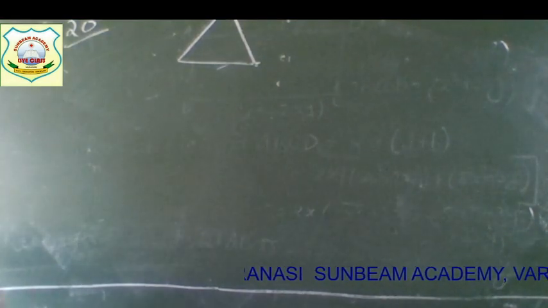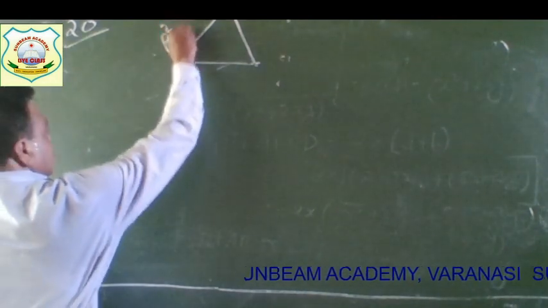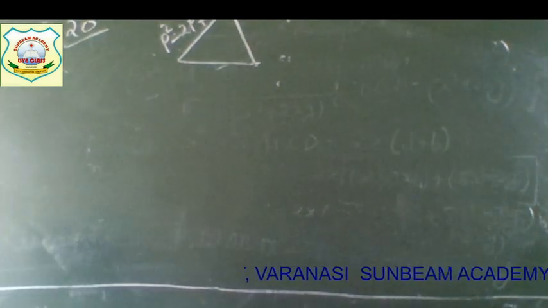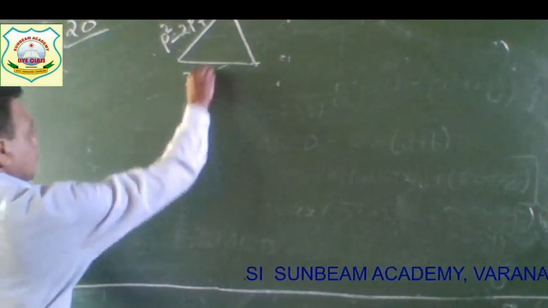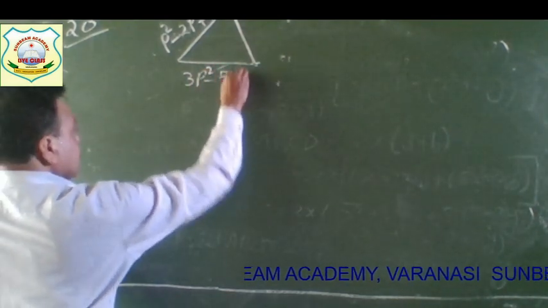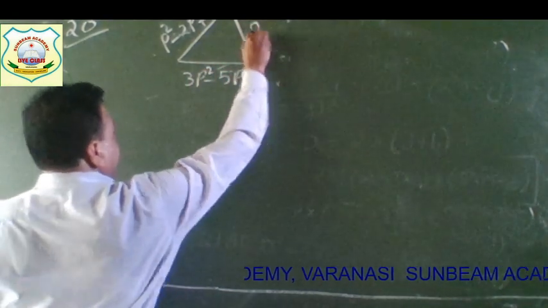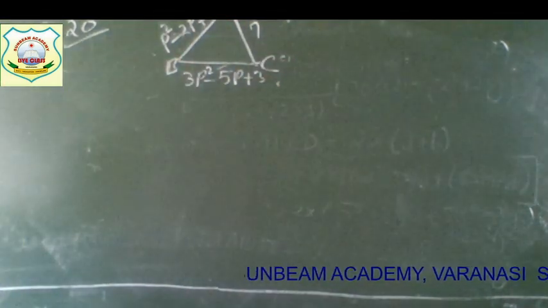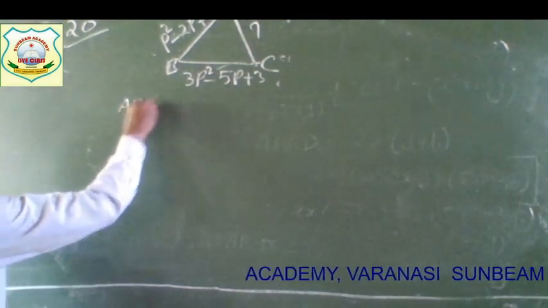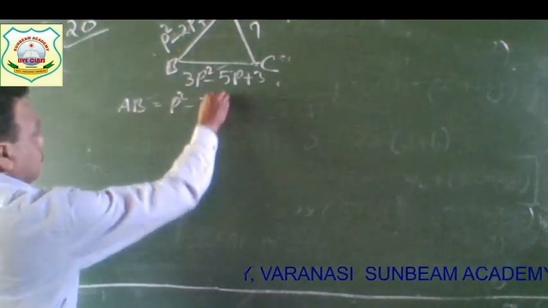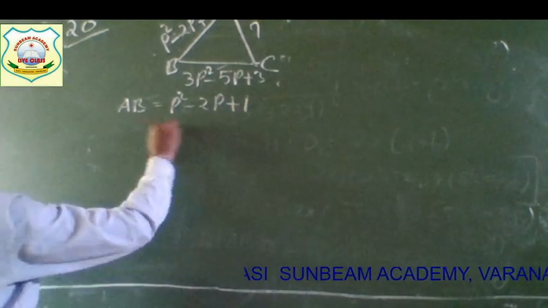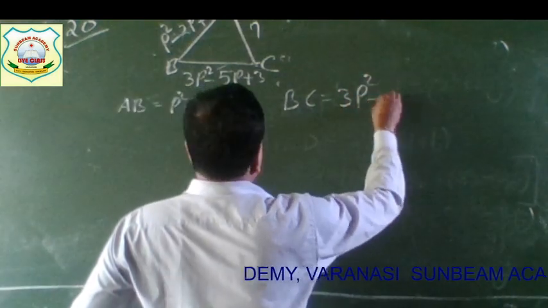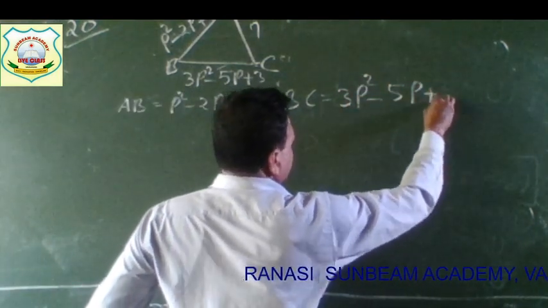The first side we have taken is p square minus 2p plus 1, and the second side is given as 3p square minus 5p plus 3. The third side we will find. Suppose the triangle is labeled A, B and C. Here AB is p square minus 2p plus 1, then BC is 3p square minus 5p plus 3.